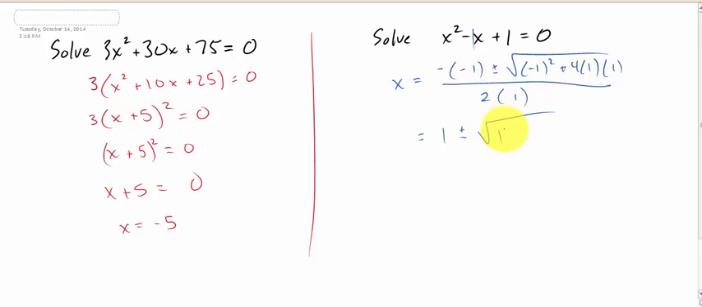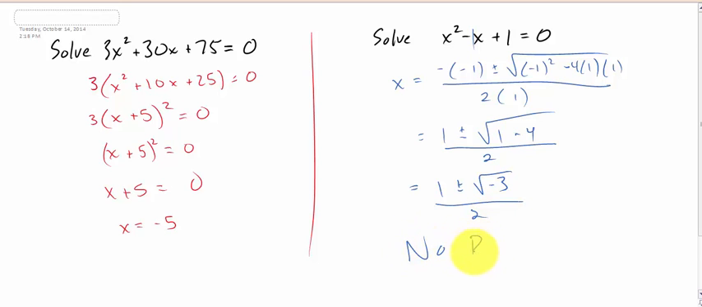One plus or minus, that should be a minus 1 minus 4 over 2, 1 plus or minus the square root of negative 3 over 2, and hopefully you're saying, there's no solution to that, and you'd be right. There's no real solution.